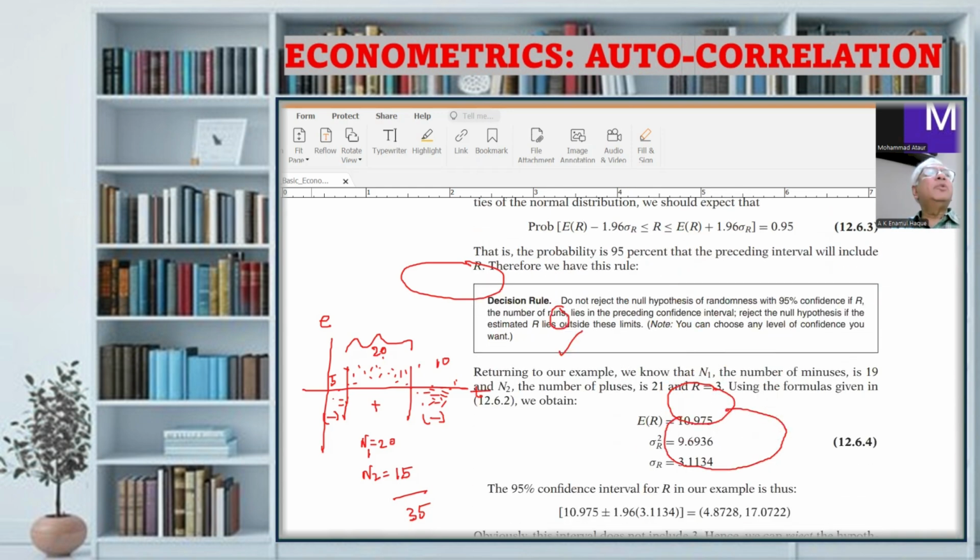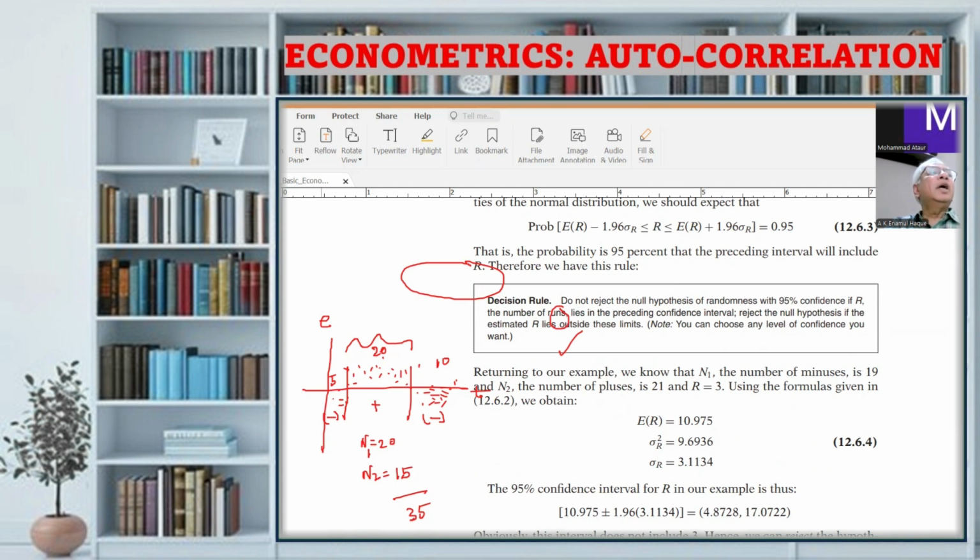Very simple. So they have given an example. I want you to follow this example. What is the example? They said we have done a case, and this is what they have done. N1 is, remember, we know that number of minuses is 19, and N2 is number of pluses, which is 21, R equal to 3, remember the example.